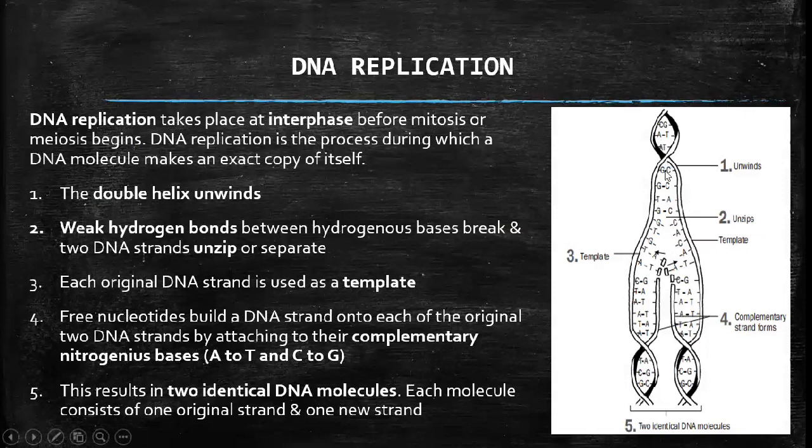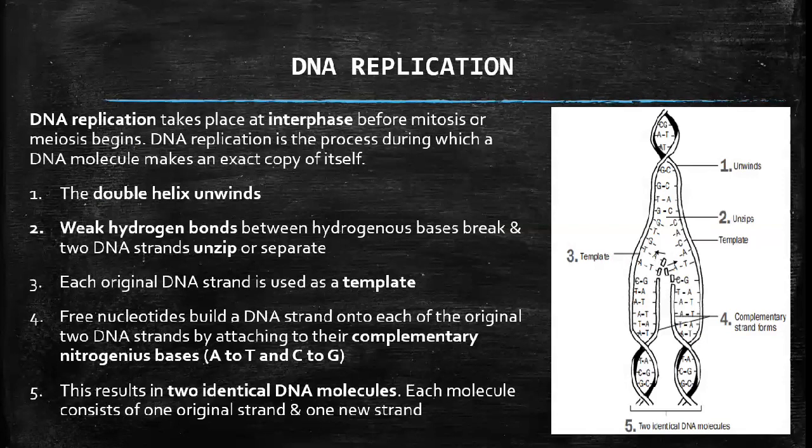Guys, after these bonds have been broken, what happens is that these two strands start to move apart from each other. They separate or they unzip. That's a very important point. They separate or unzip. They move away from each other. They are torn apart. And then each original DNA strand is used as a template.